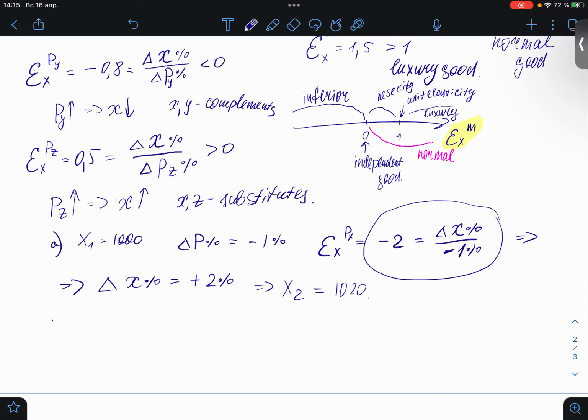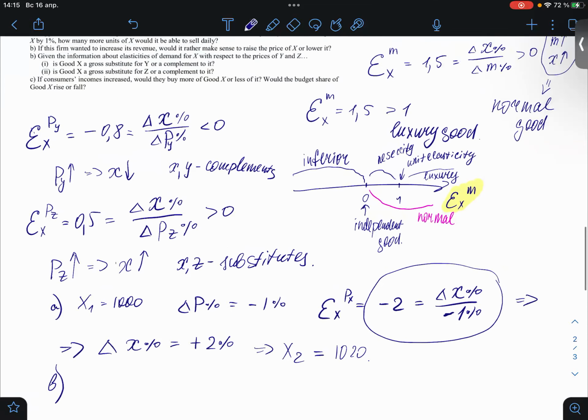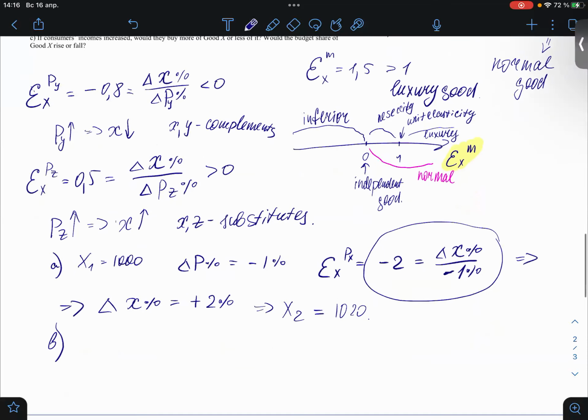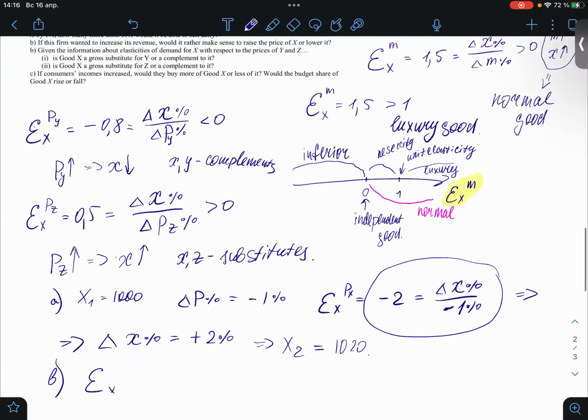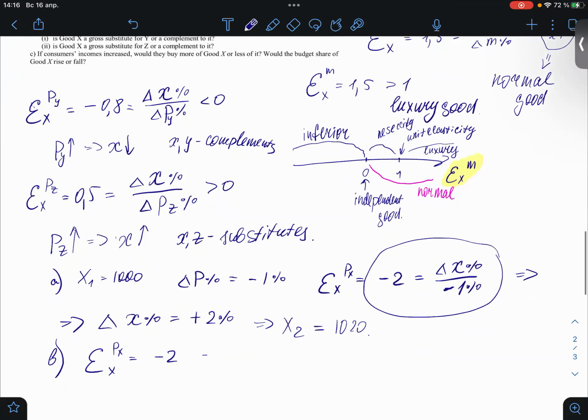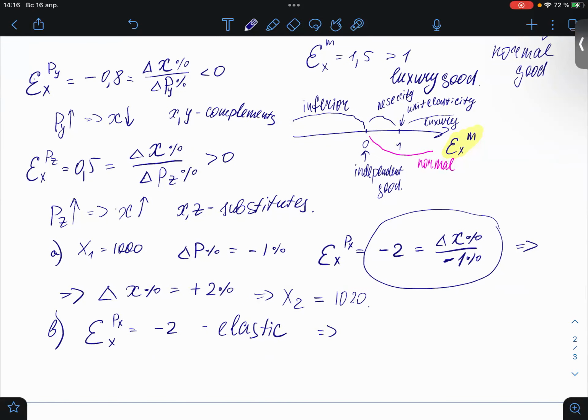It was point A. Point B. If this firm wanted to increase its revenue, would it make more sense to raise the price of X or lower it? What we see, we were speaking about it in the previous task. Elasticity of good X by the price of good X equals minus 2. It is the elastic part of demand. That means a strong reaction of consumers to the change in price.